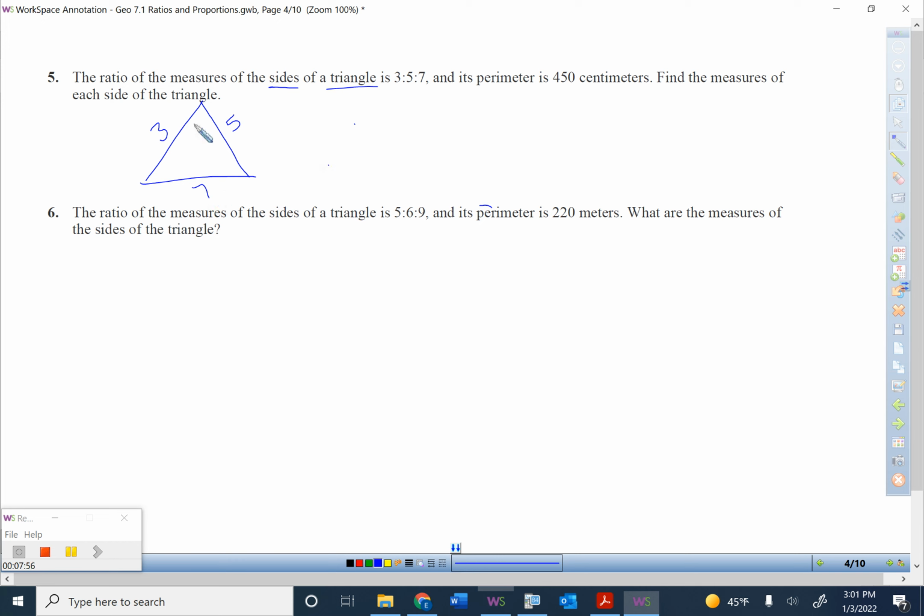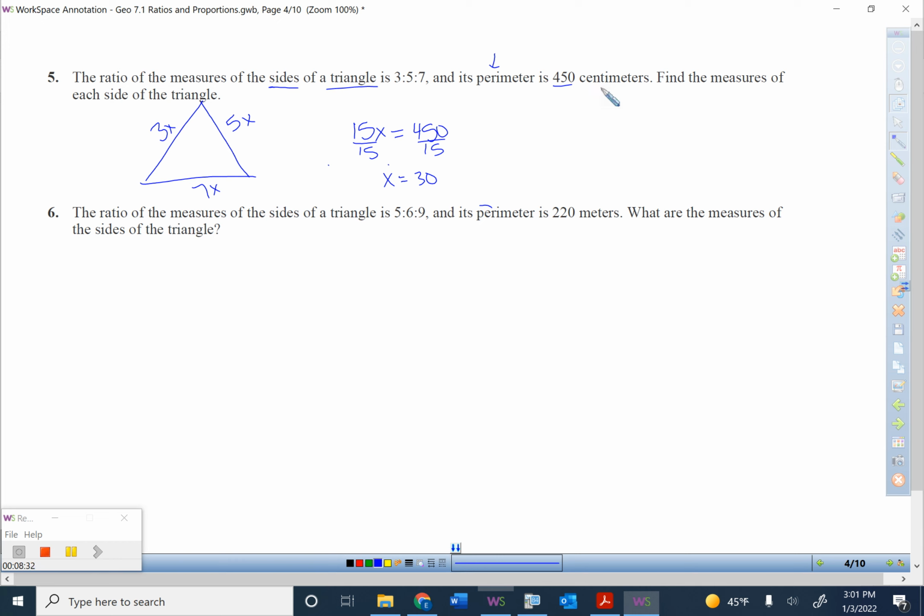Okay, but when we take 3, 5, and 7 and add them together, we do not get 450. It's talking about perimeter, so we're supposed to add up those numbers on the outside. Okay, but when we add them together, we get 15. Okay, that's because, remember, we have to put an x on each of these. It's times some factor. So then we can say 15x equals our 450. Dividing by 15, we have x equals 30.